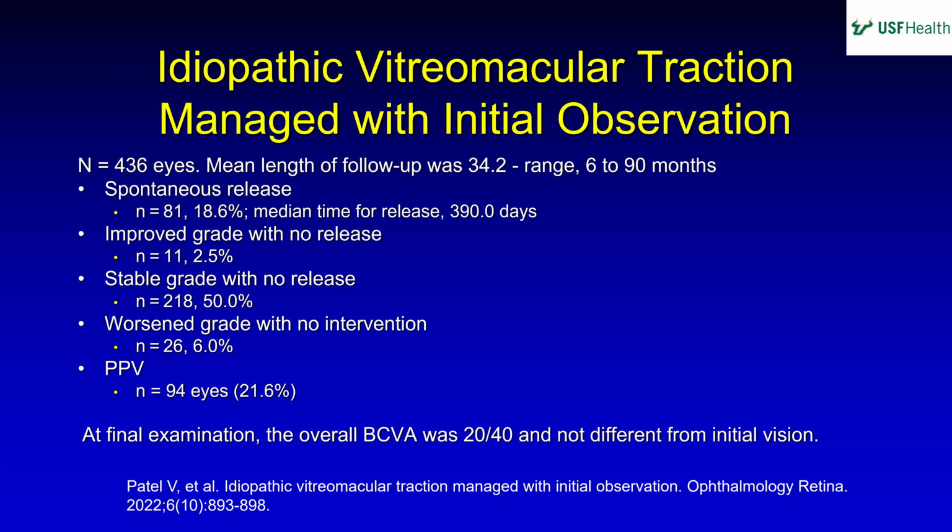Some of them improve with no release. That's not all that common, only 2%. A lot of them are stable. 50% of the study were stable. So it's very common for them to be stable. And then some of them worsen, but again, only about 6%. So most of them will be stable. And about 20% of them they did surgery on, which is about right. And everybody was 20/40 or better at the end of the study.